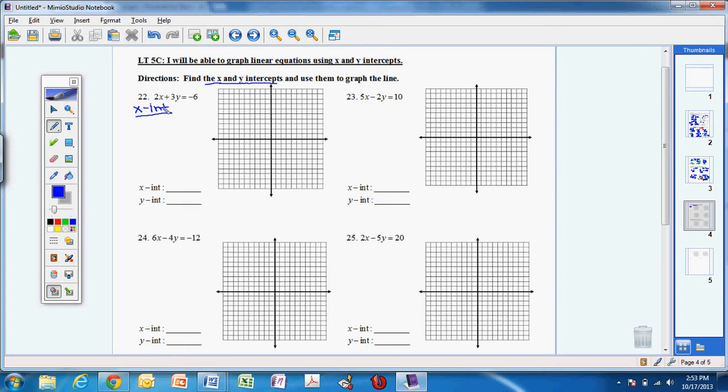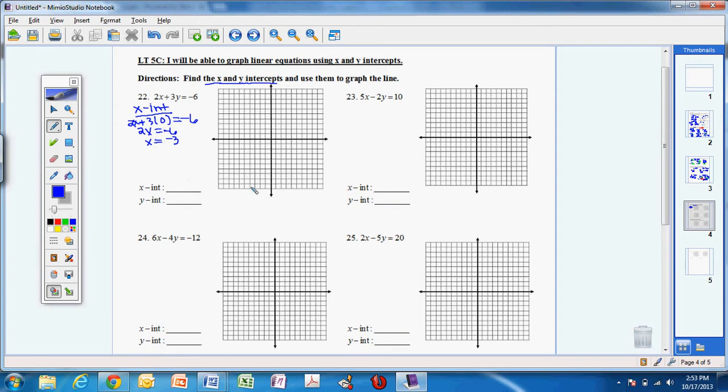So in this case, the x-intercept is the x value when y is 0. If we rewrite this, it's going to be 2x plus 3 times 0, because the x value when y is 0, equals negative 6. So we're left with 2x equals negative 6. So we should be getting x is equal to negative 3, because negative 6 divided by 2 is negative 3.